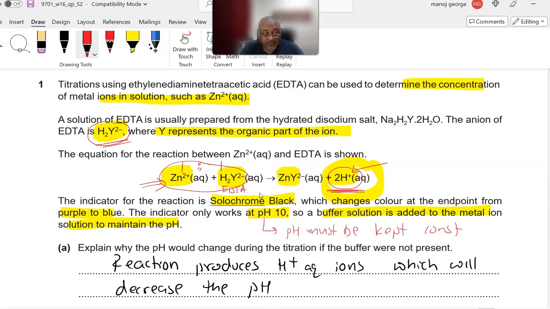Now, starting off with the first question, they said, explain why the pH would change during the titration if the buffer is not used. As you see from this equation, there is H plus ion being released, which means you expect the solution to become slightly acidic over a period of time. As the concentration of H plus increases, the pH value will actually decrease. Therefore, the role of the buffer is to make sure that doesn't happen.